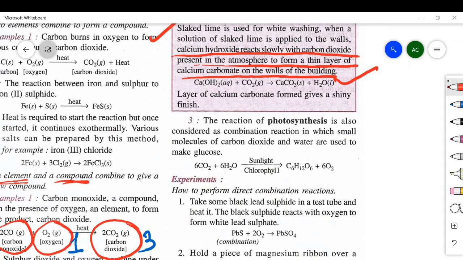Let's see the example of photosynthesis. Why is this reaction considered a combination? See here, two reactants are forming two products. Okay, but still this reaction is known as a combination reaction because small molecules, that is carbon dioxide and water, will combine to form a big molecule of glucose.